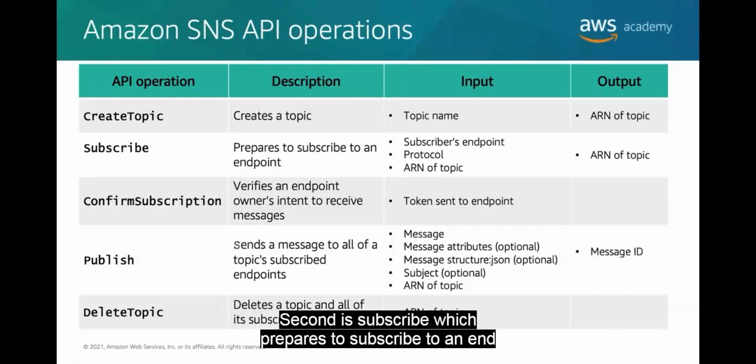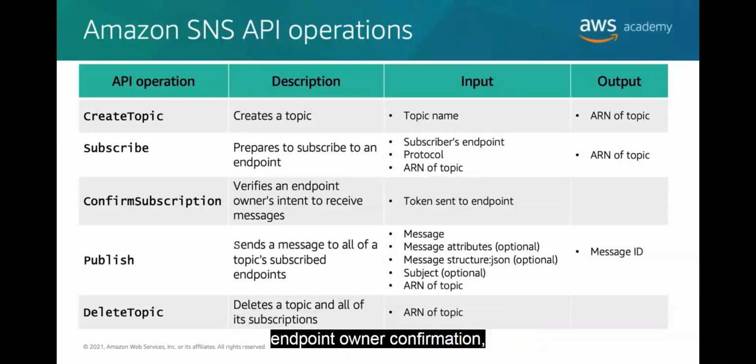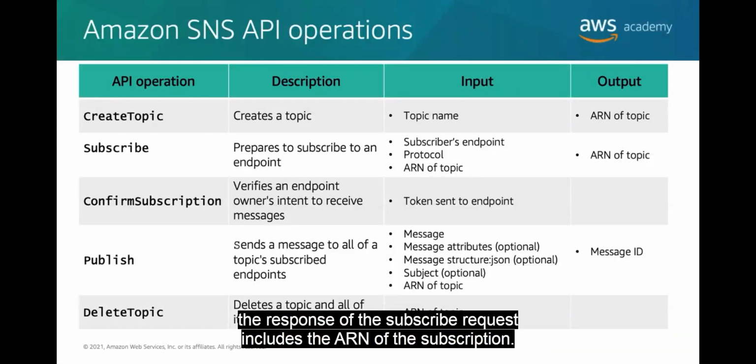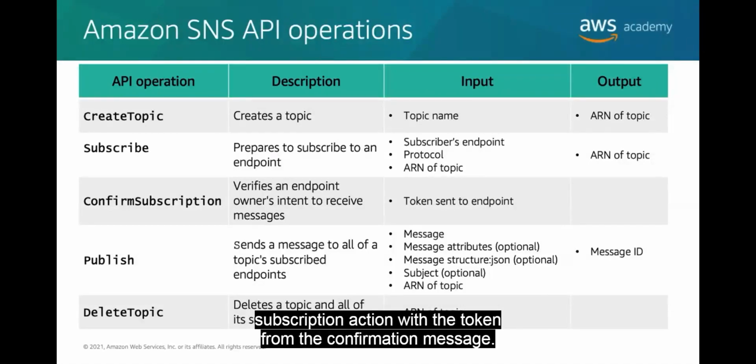Second is subscribe, which prepares to subscribe to an endpoint by sending a confirmation message to the endpoint. If the service was able to create a subscription immediately without requiring endpoint owner confirmation, the response of the subscribe request includes the ARN of the subscription. To actually create a subscription, the endpoint owner must call the confirm subscription action with the token from the confirmation message.